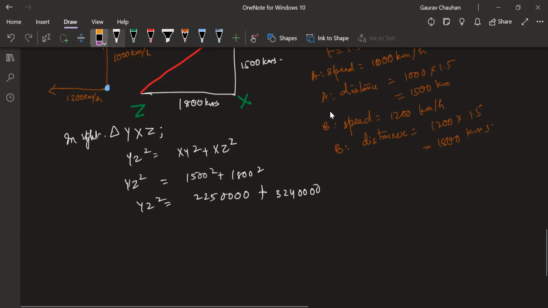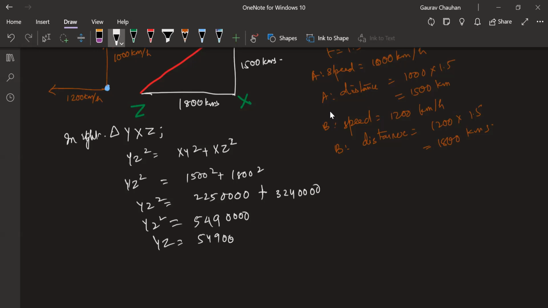So that gives me 324 plus 225. The 4 zeros are in both, so I'm going to write that. 5 plus 4 is 9, 2 plus 2 is 4, 3 plus 2 is 5. 549 0, 0, 0, 0 is YZ square. So YZ is equal to the square root of 549 0, 0, 0, 0.